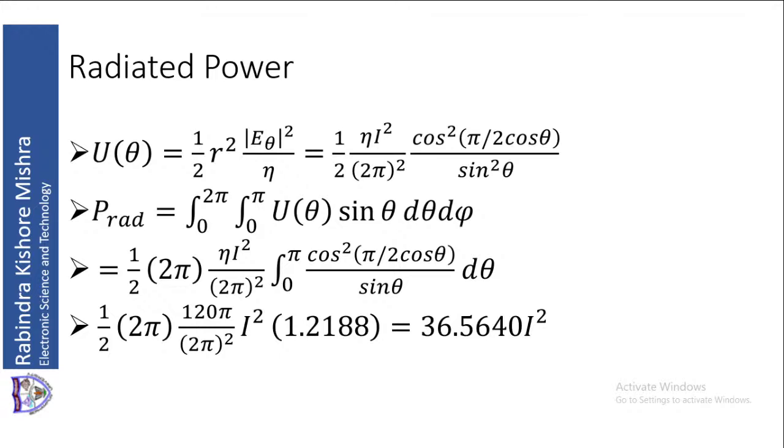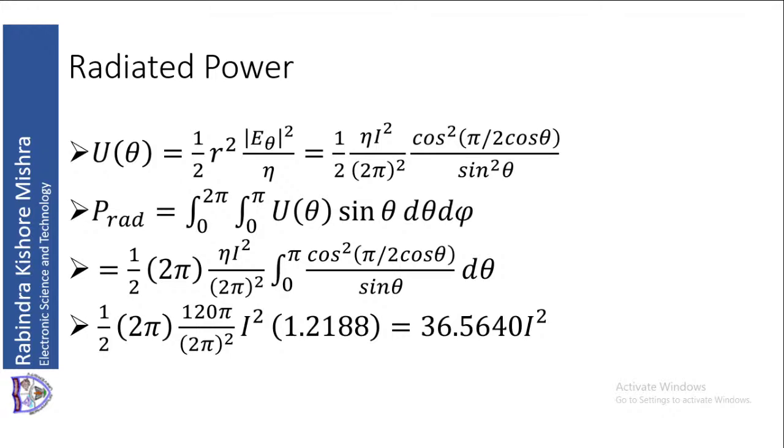Now you can ask where I got U theta is equal to 1 by 2 r square E theta square by eta. Just look at the definition of U theta. U theta is dP by d omega, and from the definition, r square times the radiated power density P_R, we get U theta. So that is where this comes from.